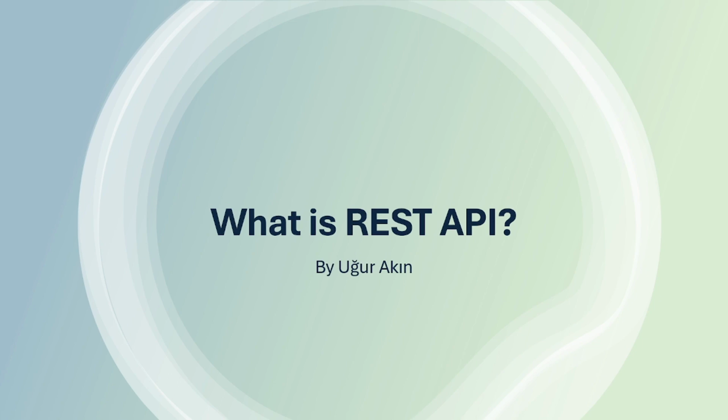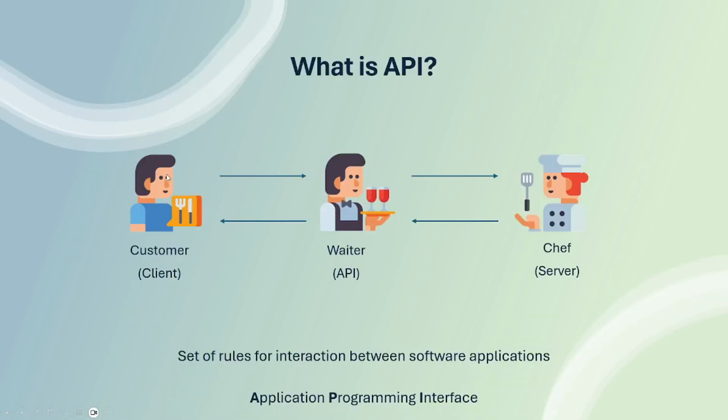Let's get started. First of all, let's talk about what's an API. API stands for Application Programming Interface. It's a set of rules that allows one software application to interact with another. Its purpose is to communicate between different software components.